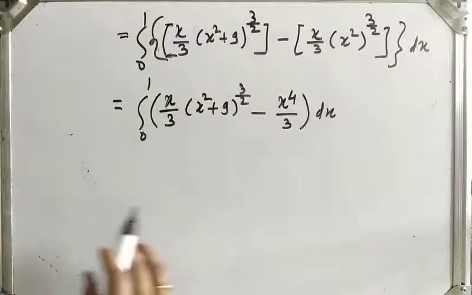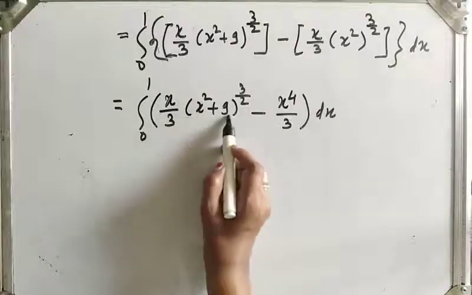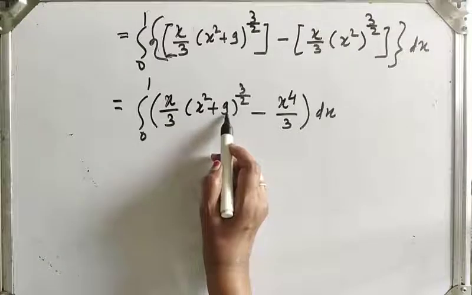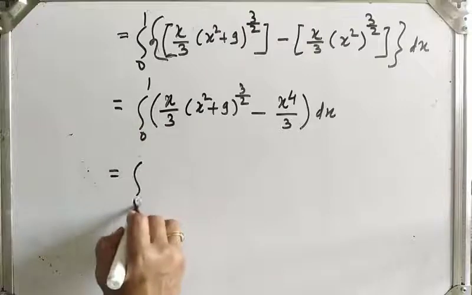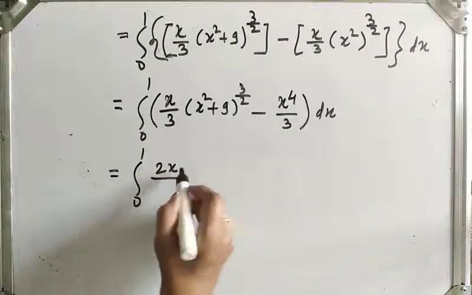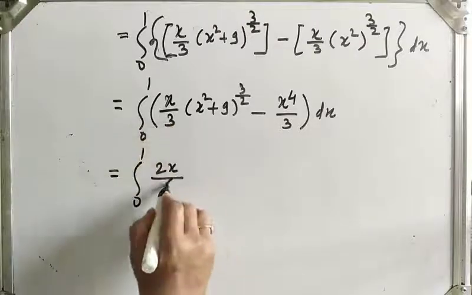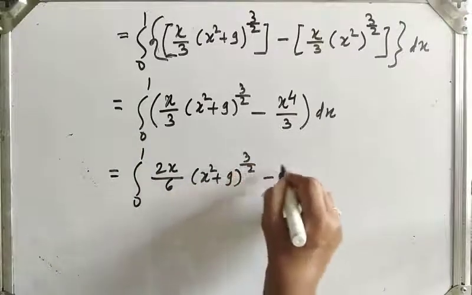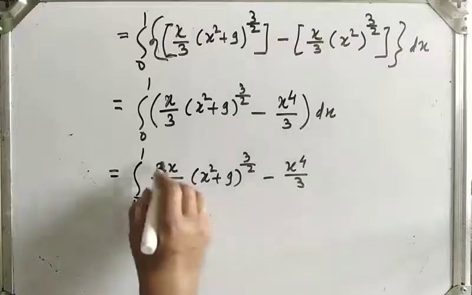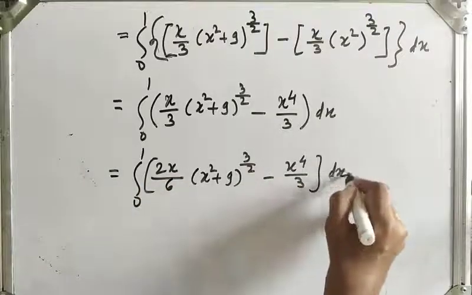Now look here, what is the derivative of x square plus 9? The derivative of x square plus 9 is 2x. Now here is x, we need to multiply by 2, so to adjust we need to divide by 2. So 2 into 3 will be 6. Integral of x square plus 9 raised to 3 by 2 minus x raised to 4 upon 3, into dx.